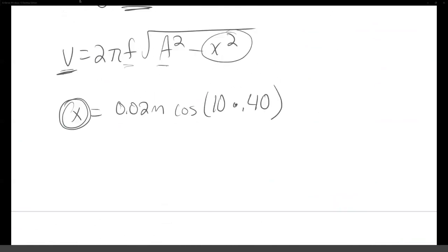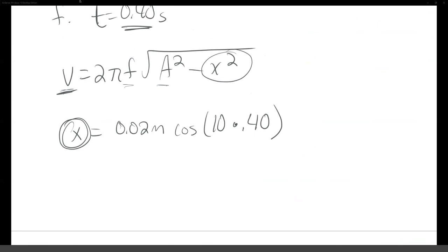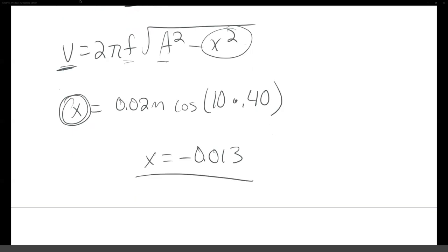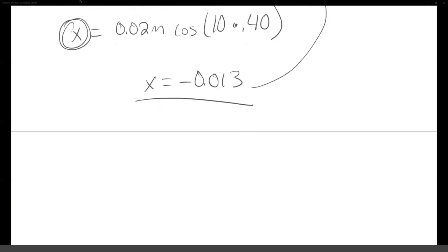Right now we have to figure out the speed that it's traveling at when it's at that point, right? So this should be 0.2 times the cosine of 4, which would be, what is cosine of 4? Let me just look. x equals negative 0.013, right? So now I can plug that in to this to find my speed.